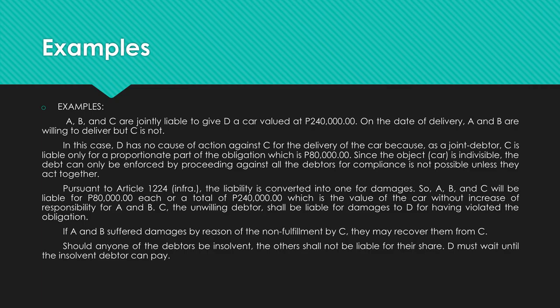Should any one of the debtors be insolvent, the others shall not be liable for their share. D must wait until the insolvent debtor can pay. So if C is insolvent in this case, D will really have to wait until everyone is able to pay. Because the car is indivisible. It cannot be divided, since we only have 160,000, right? So, again, D must wait until the insolvent debtor can pay.